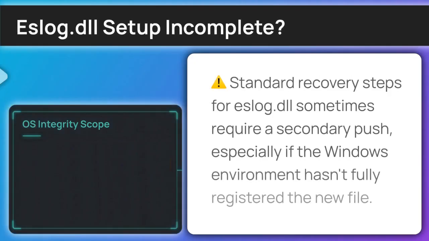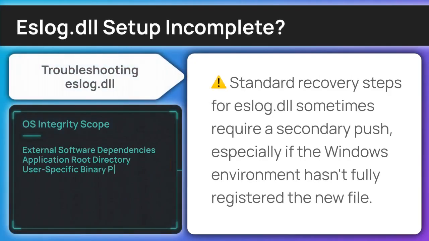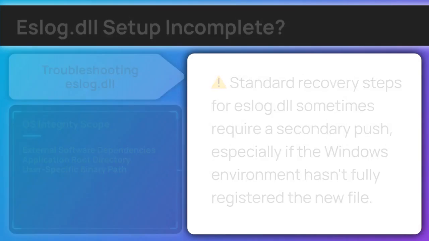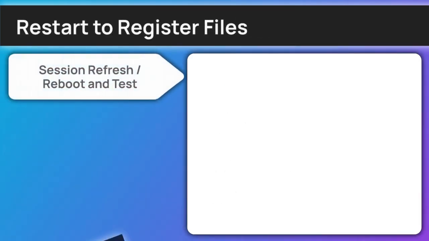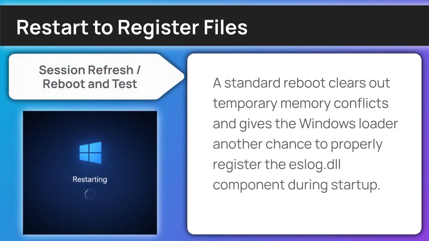If you are still encountering the error after following the official setup, it's time to investigate the underlying system architecture. Performing a restart can determine if the error is just a transient environment glitch. A reboot refreshes your system's path variables and can sometimes re-establish a broken link to the ESLog module file.